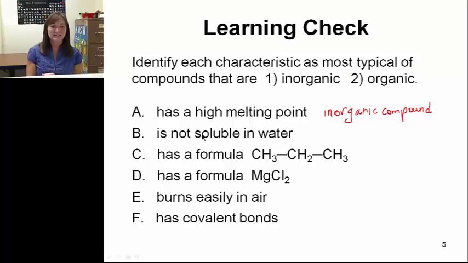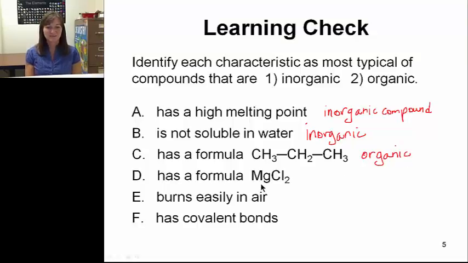So is it soluble in water? Well, we all know sodium chloride dissolves pretty quickly in water. So this is going to be an inorganic compound. C has a formula CH3, CH2, CH3. Well, there's many carbons and many hydrogens, and it's not those exceptions that we went over. So this is going to be an organic compound. D has the formula of magnesium chloride. Well, this is a metal to a nonmetal, so we know this is ionic. So this is inorganic. Mainly it's because it doesn't have any carbons.